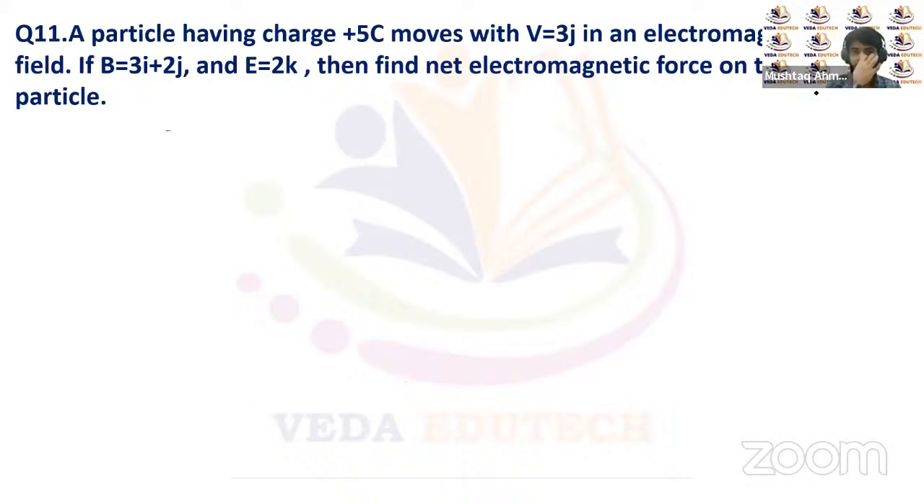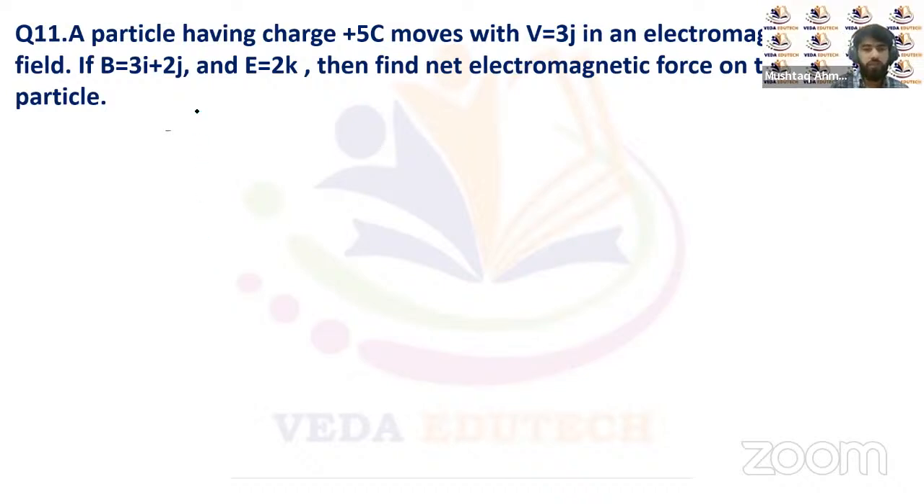Question number 11: a particle having a charge of plus 5 coulomb moves with velocity vector 3 j cap in an electromagnetic field. It means that in this region both the electrostatic field as well as the magnetic field are present, so there can be both forces, magnetic force as well as electrostatic force. Then find the net electromagnetic force on the particle.